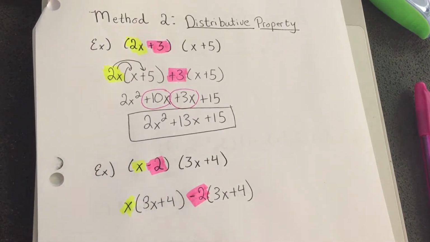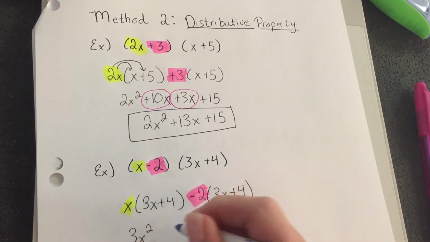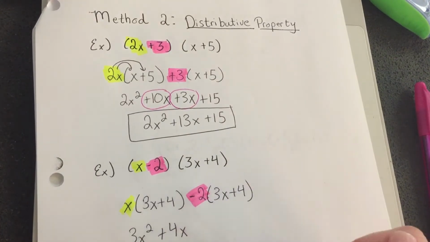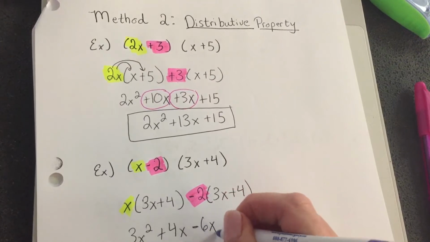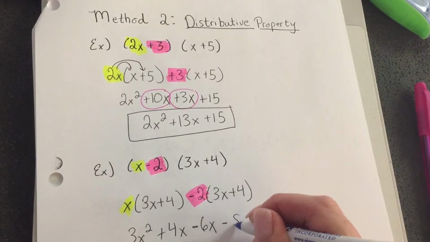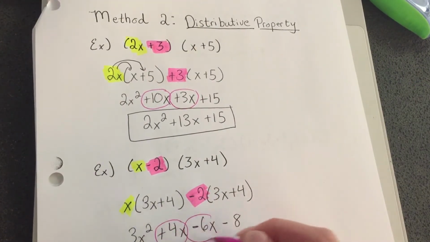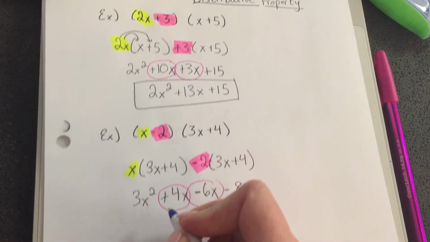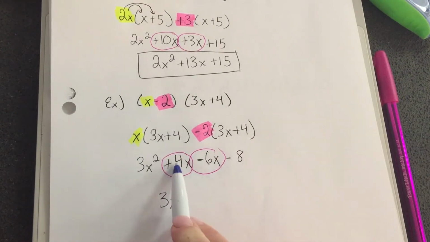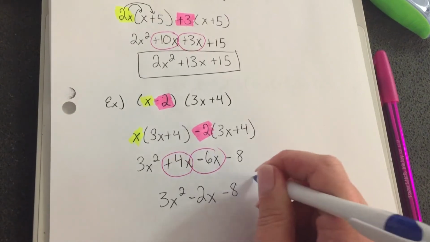So we have x times 3x is going to give us 3x squared. x times 4 gives us 4x. Negative 2 times 3x gives us a negative 6x. And negative 2 times 4 gives us a negative 8. So now we're going to combine like terms, and we get 3x squared, 4x minus 6x is minus 2x, minus 8.